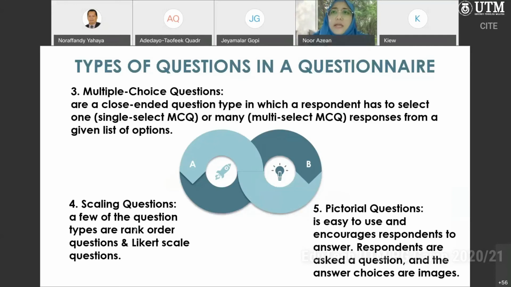These questions are based on the principle of four measurement scales. As you know, we have the nominal, the ordinal, the interval, and the ratio.